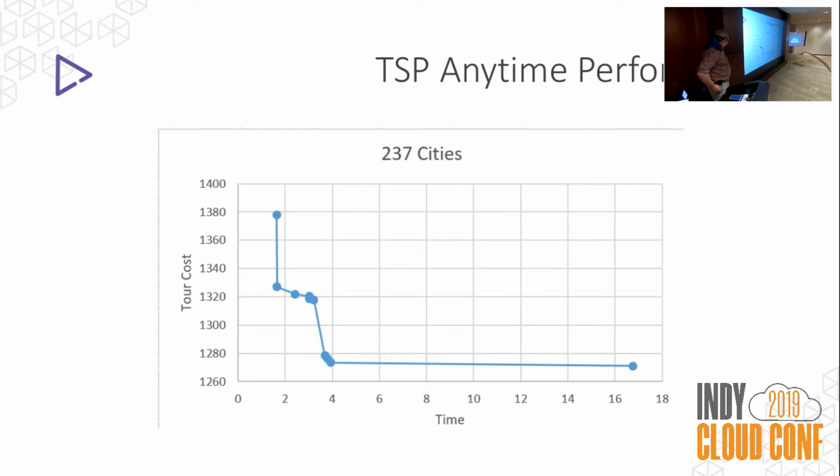So the TSP, we'll just go straight into the anytime performance. Let's consider a problem with 237 cities, which is small for the literature on the TSP. We're starting off with a tour cost of roughly 1,400 miles, and we're ending up with a tour cost of about 1,280 miles. Eventually we'll prove the solution is optimal, but we get to this not-yet-known-optimal solution in about 4 seconds. And then after a few minutes have passed, we prove it's correct.